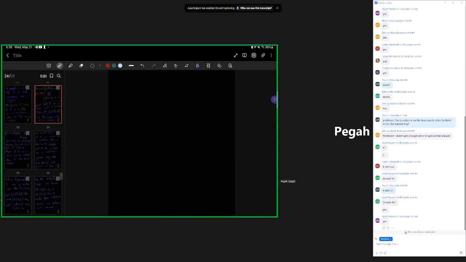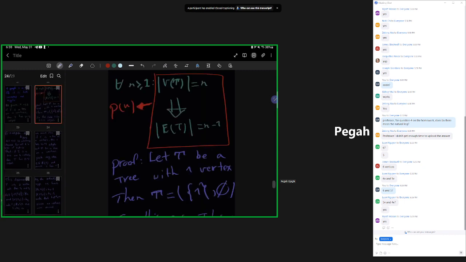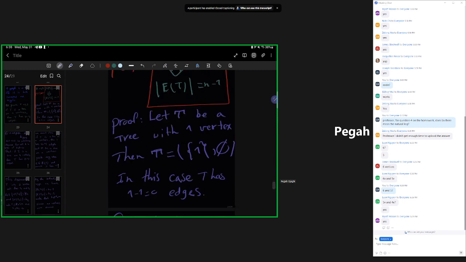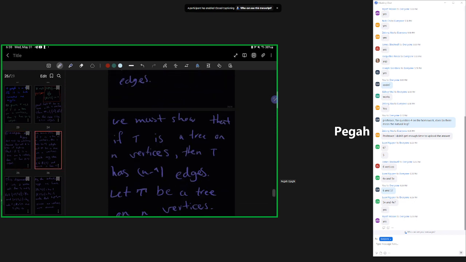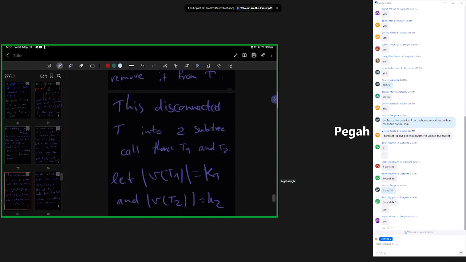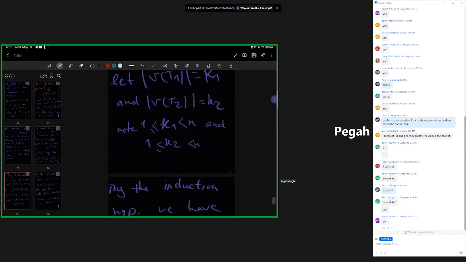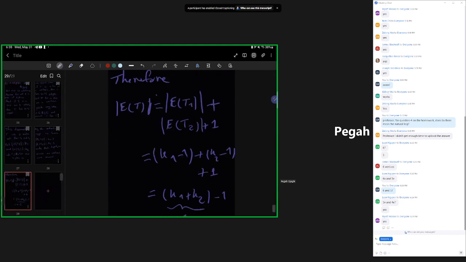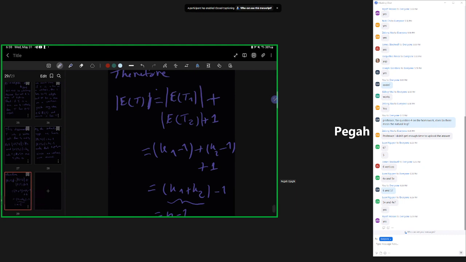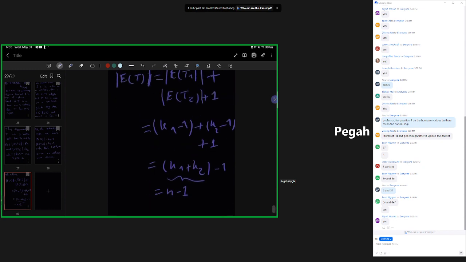That was my Pn. I showed the base case, and after the base case, I showed that it holds for any P1 to Pn minus 1, which is considered K. If that holds, I then show that it holds for the whole Pn. So I did this calculation: I have two subtrees and I removed one of the edges, so the edges of that tree are the edges of the two subtrees plus 1. Based on the hypothesis, it's already shown that it's working.